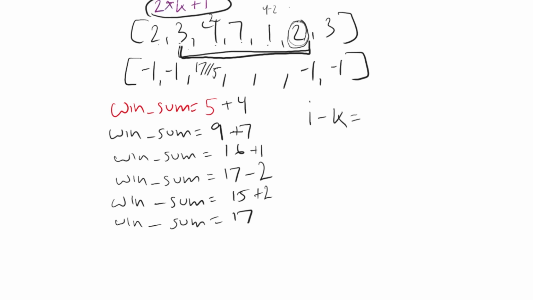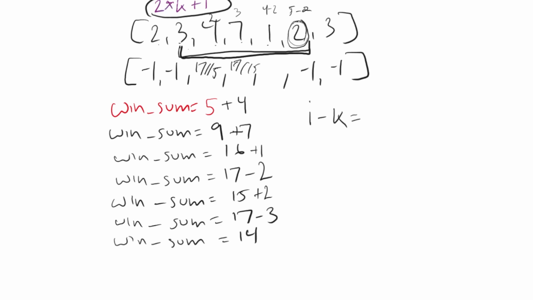So this, I believe, is 5, and we just do 5 minus the radius, which is 2. 5 minus 2. We know that this is the answer for index 3. So all we do is 17 divided by 5. And then repeat the process. We drop the number at the end, 17 minus 3. Now we have window sum 14.